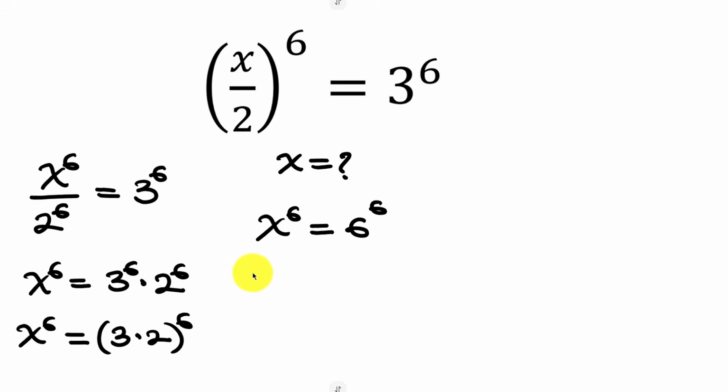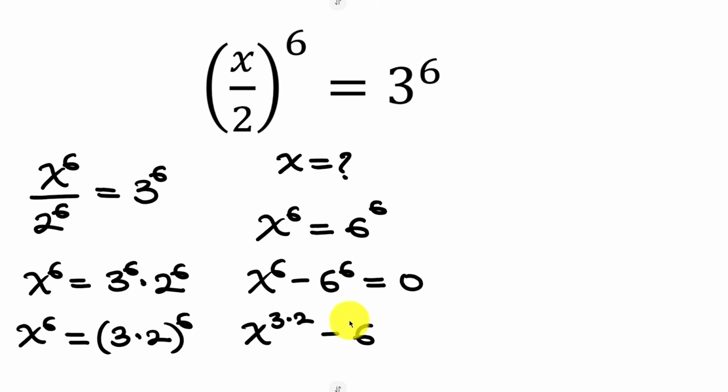Very good. Now let's move everything to one side. So this becomes x to power 6. As 6 to power 6 crosses to the left, it becomes negative 6 to power 6, and this is equal to 0. Now we can rewrite this as x to the power of 6 is the same as (x to the power of 3) squared, minus, we do the same thing here, 6 to the power of 3 times 2, and this is equal to 0. To make it easier, we can even put this in a bracket.